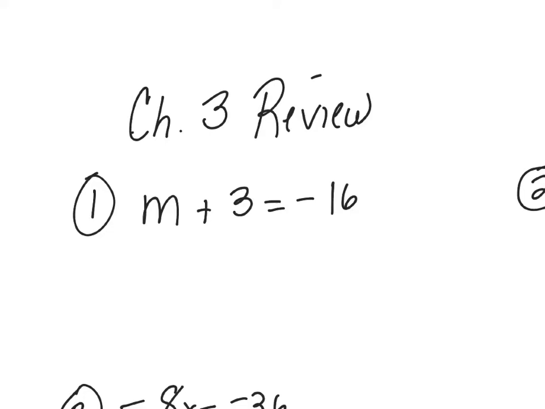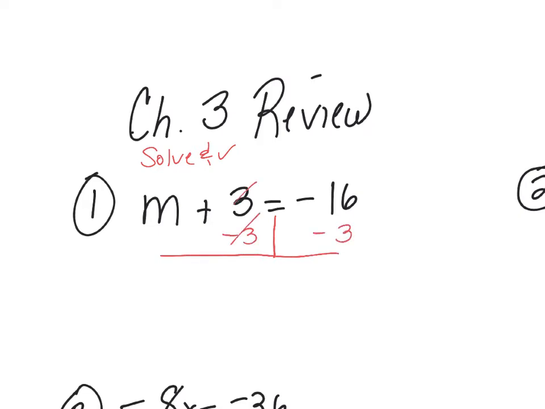All right, so number one, it says m plus 3 equals negative 16. These are going to say solve and check. What do we do to start getting m by itself? First of all, you got to ask yourself, is it simplified? Is it? Yep. So what do we do, Chase? So subtract 3 on both sides.